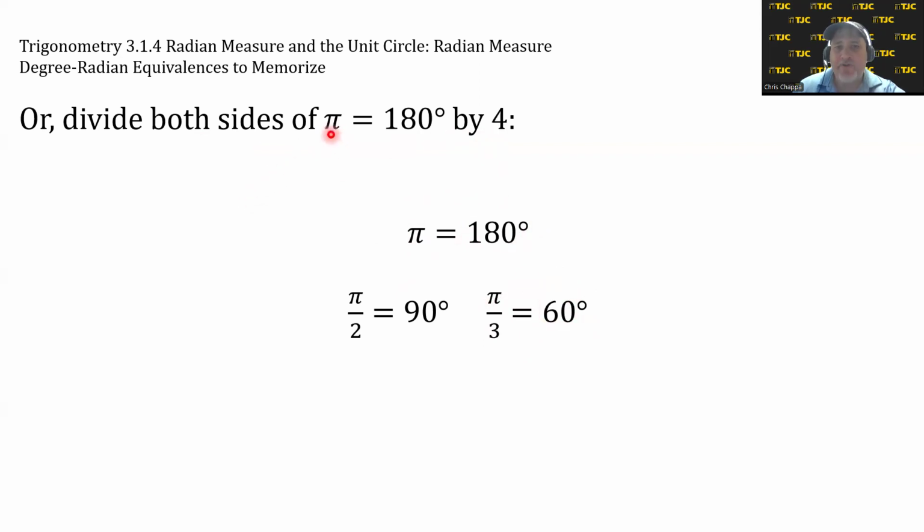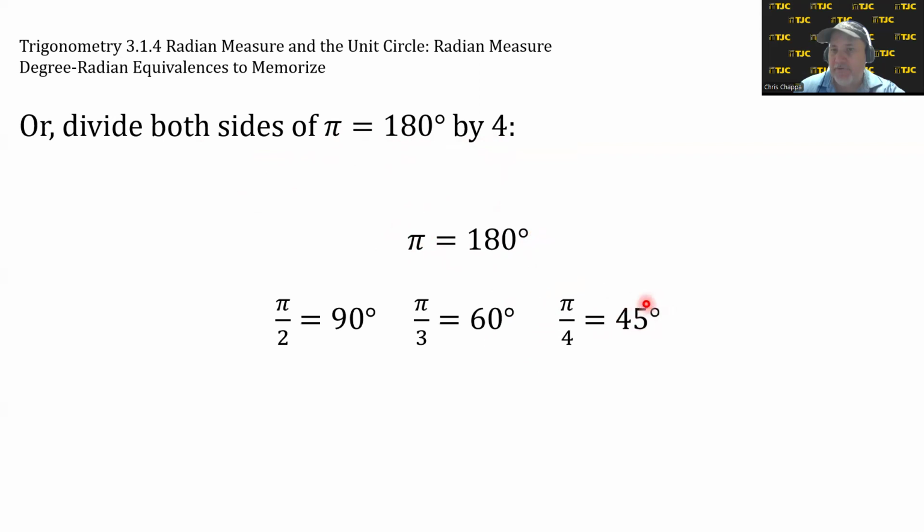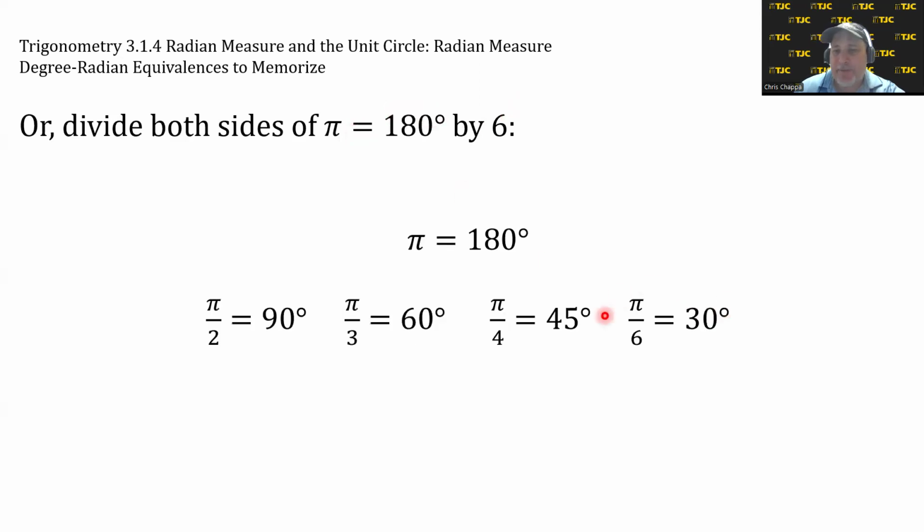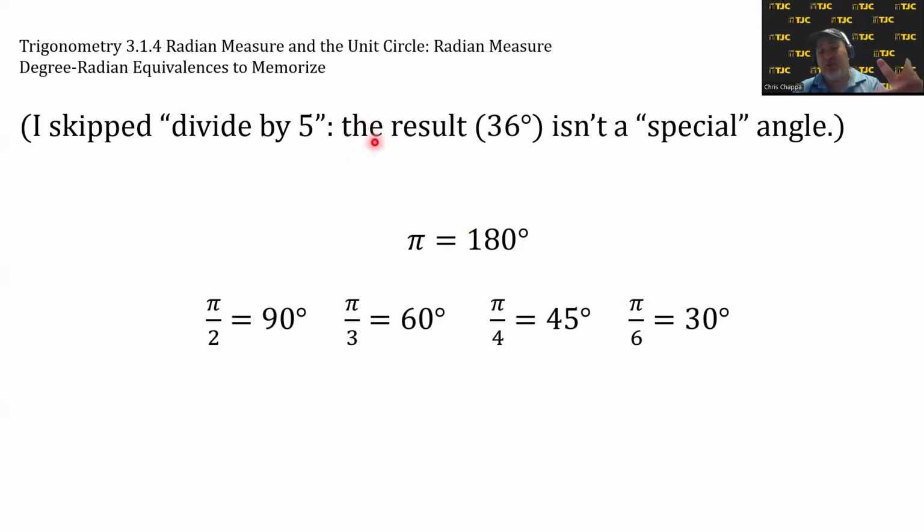Or divide both sides of pi equals 180 degrees by 4, which will give us pi over 4 on the left and 45 degrees on the right. 45 degrees equals pi over 4 radians. I would memorize that. Or divide by 6. Fooled you. If we divide both sides by 6, we get pi over 6 equals 30 degrees. Now, I skipped divide by 5 because the result, 36 degrees, is not a special angle. Although we can do exact trigonometry with 36 degrees, it just requires some techniques that we haven't encountered yet.